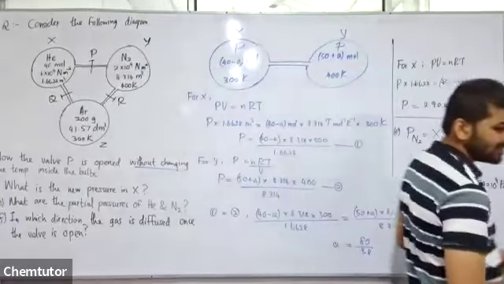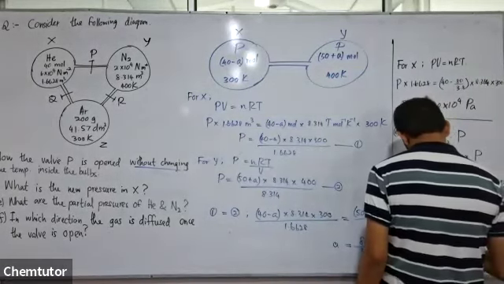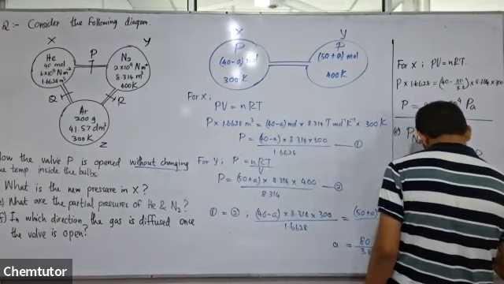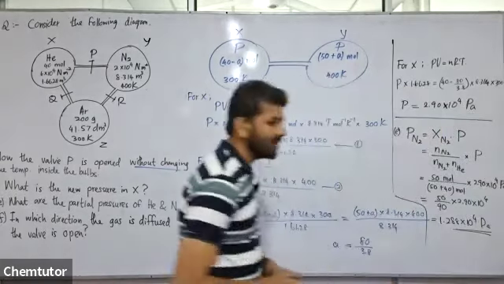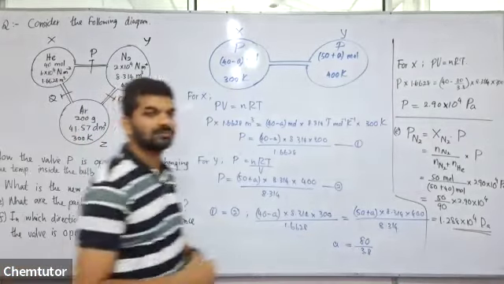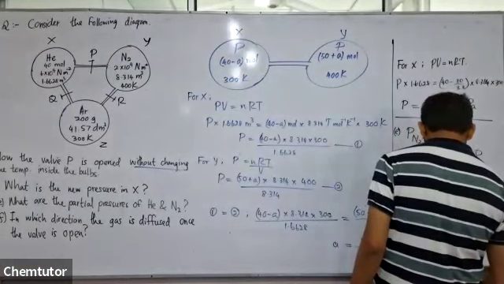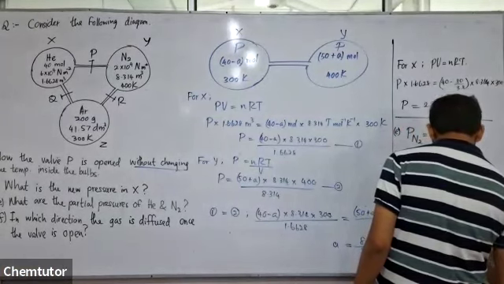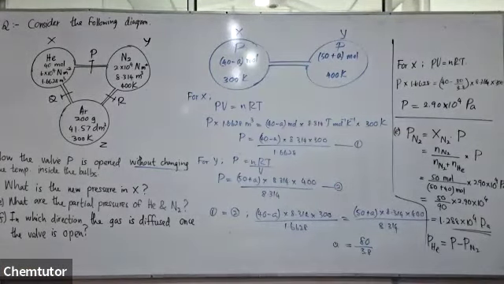Then you can simplify this and get the value as 1.288 into 10 to the power 4. That is the partial pressure of N2. Then you have to find the partial pressure of helium, that is total pressure minus partial pressure of N2. You subtract 1.288 into 10 to the power 4 from 2.90 into 10 to the power 4.